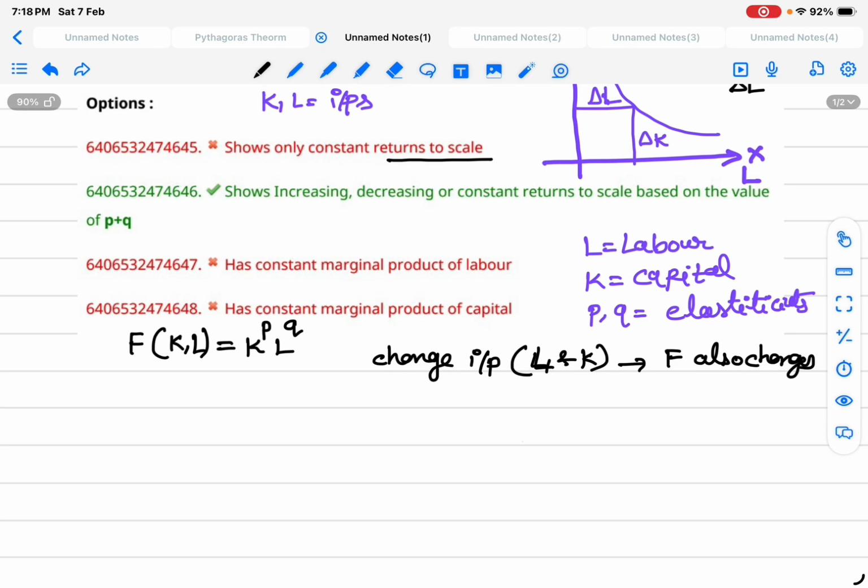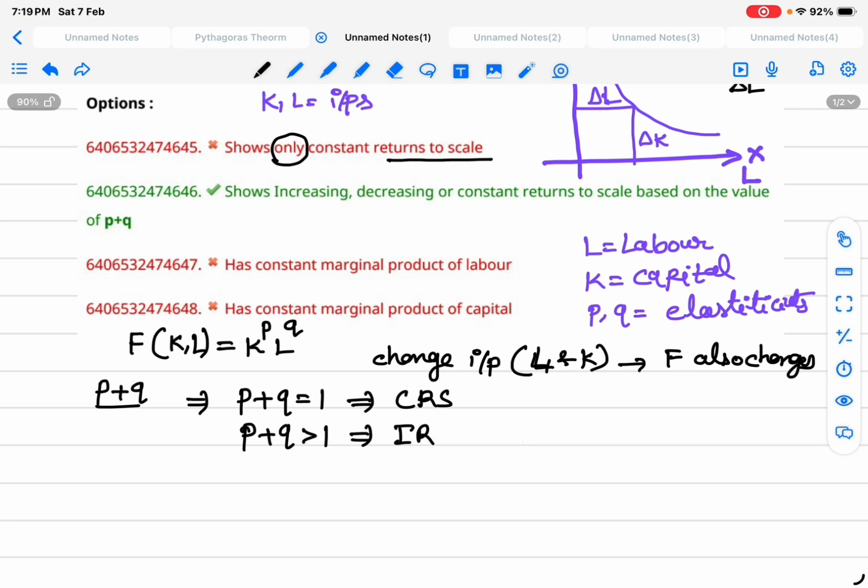The first option says it shows only constant returns to scale. But the Cobb-Douglas production function shows increasing returns to scale, decreasing returns to scale, and constant returns to scale based on the value of P plus Q. If P plus Q equals 1, it shows constant returns to scale, CRS. If P plus Q is greater than 1, it shows increasing returns to scale. If P plus Q is less than 1, it shows decreasing returns to scale.